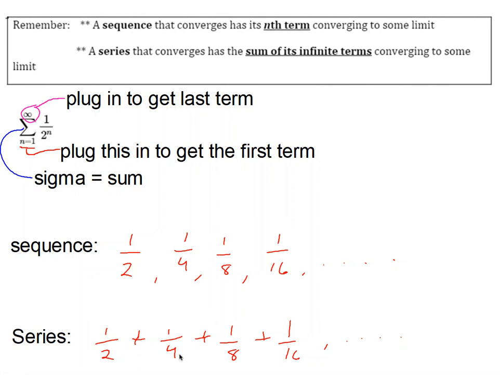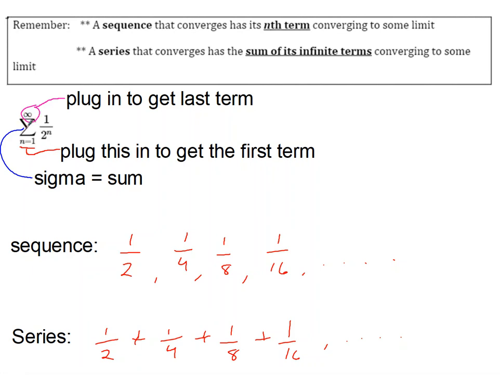This is a video on series. Last time we talked about what a sequence is. A sequence is a list of numbers. This time we're going to talk about a series, which is when you take that list of numbers and you add them together. We will be dealing with infinite series, so let's talk about a little bit of notation first.